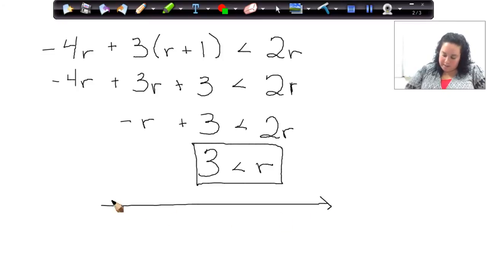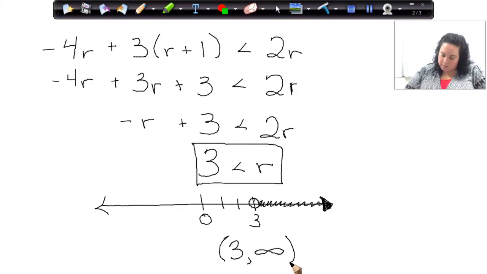If we wanted to graph this, we would have 0, 1, 2, 3. 3 is less than r, so we'd have an open circle, and we'll shade to the right, meaning r is bigger than 3. Okay. And if we wanted to write this in interval notation, we would have 3 with a parentheses, because we're not including 3, to infinity. All right. Notice we have an open circle because there's no line. It's not equal to. Right.